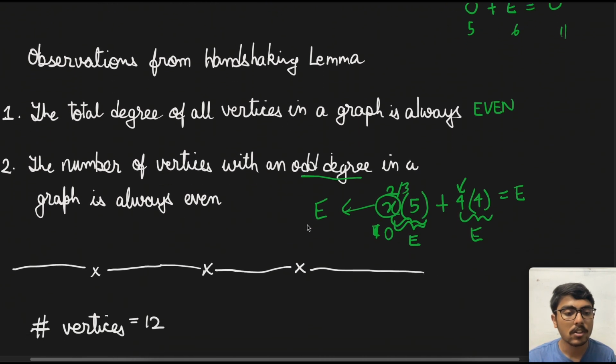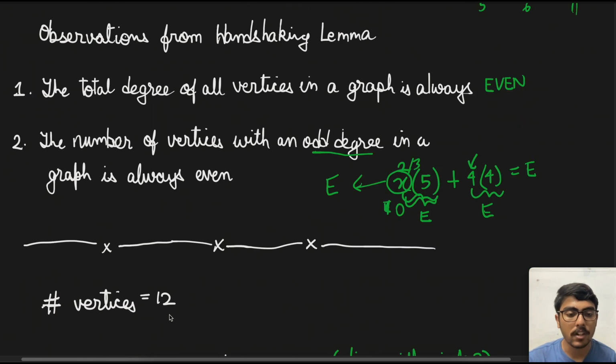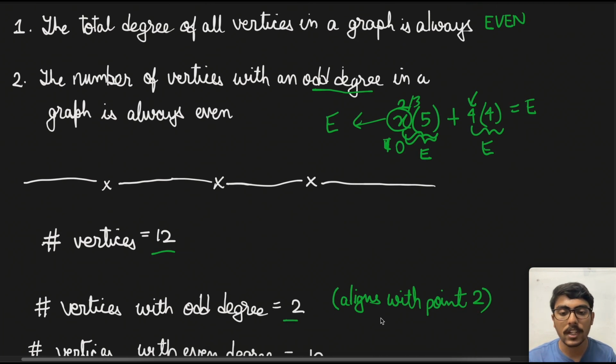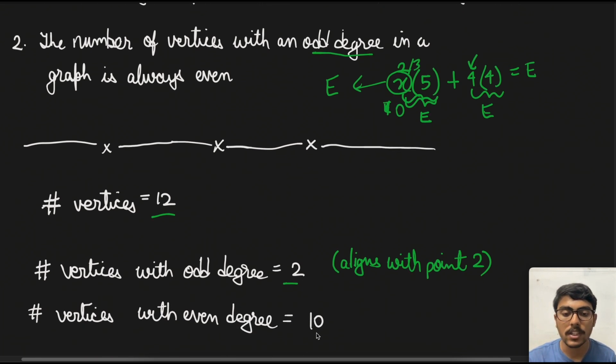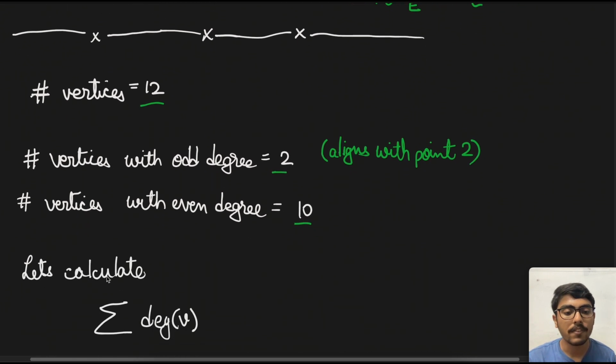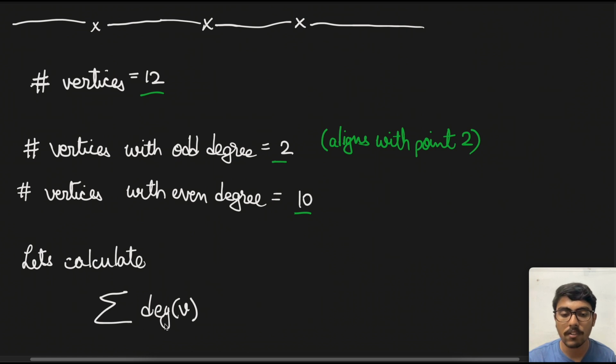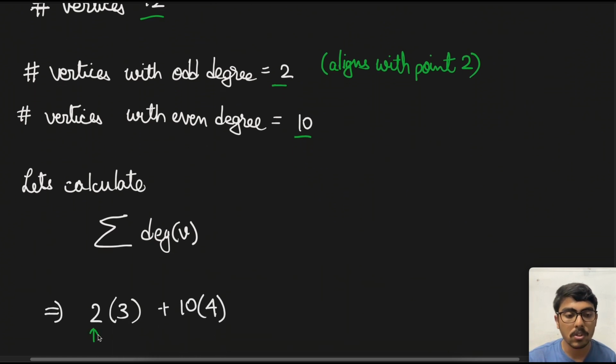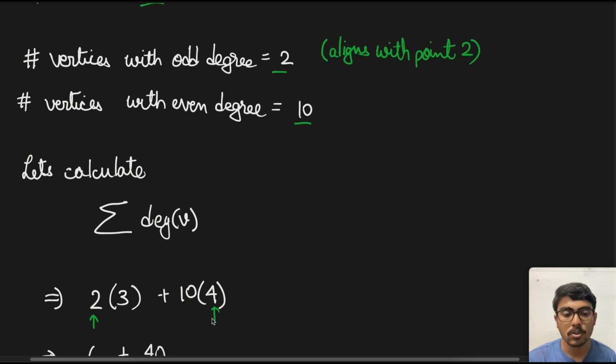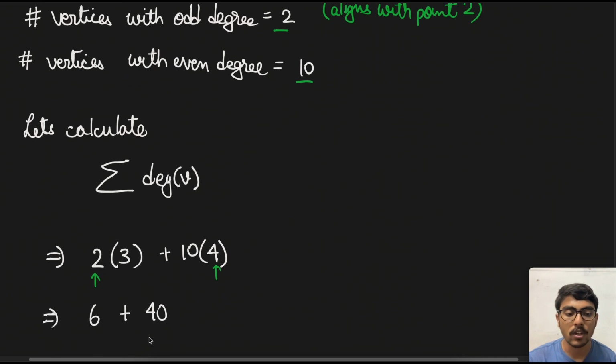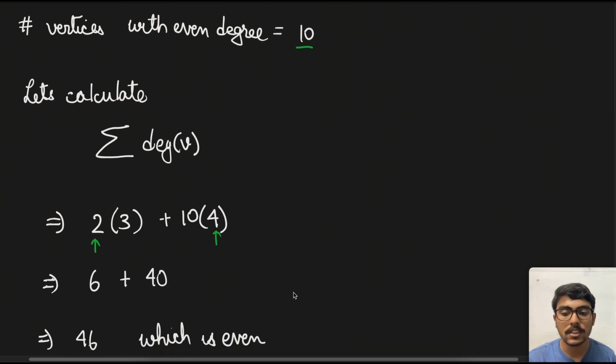Let's proceed further. The next part is the actual calculation. Number of vertices is 12. The number of vertices with odd degree is 2, which aligns with point 2, and the number of vertices with even degree is 10, because 12 minus 2 is 10. Lastly, if we calculate the summation of the degrees of all the vertices, we get 2 into 3, the odd degree, plus 10 into the even degree, 4. So if we calculate it, you will get 6 plus 40, which is 46, which is even. Since this is even, we can surely say that it follows the handshaking lemma, and since it follows that, we are able to create a graph.